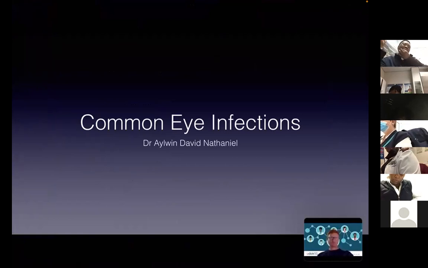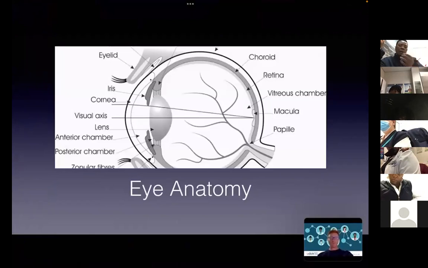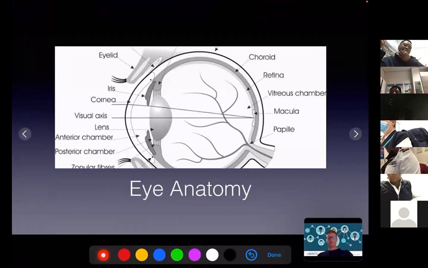So to start off with, we'll start off with some basic anatomy here. We'll start off from the beginning here. So essentially, we'll start off with the first part. We'll start off with all the parts that can obviously get infected. We'll start off with the eyelid itself. We'll come to that. That'll be some blepharitis there.